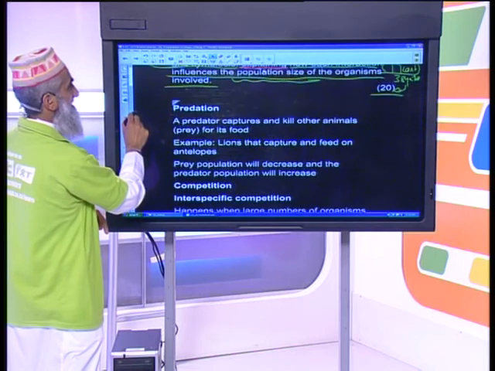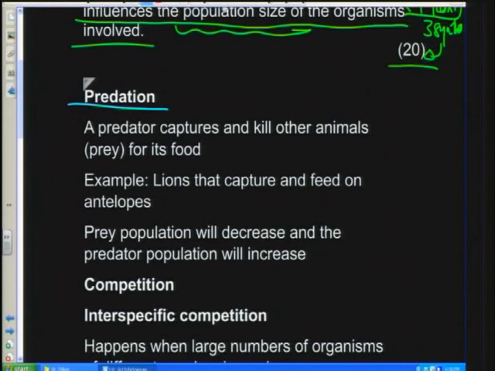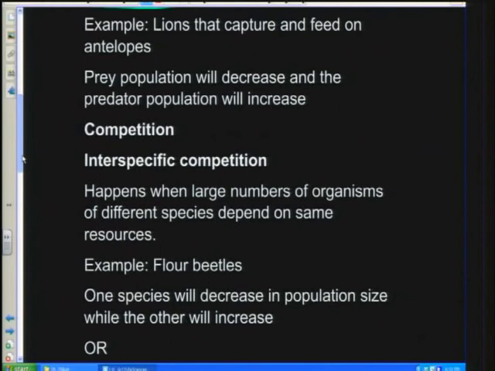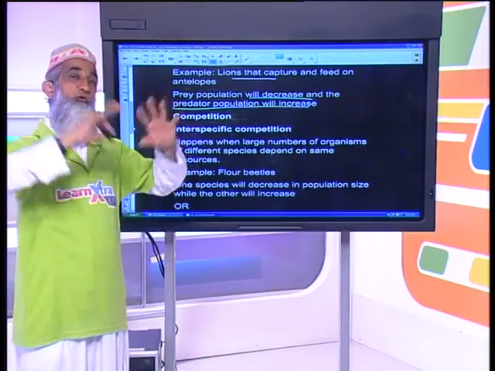So you start with predation, for example. You're heading predation. What are you going to do? Describe what it is. Predation is where a predator captures and kills other animals for its food. Then we give an example. Lions that capture and feed on antelopes, zebras, buck, etc. Now, what can we say about the population size? Prey population will decrease and the predator population will increase when this happens. This is very rudimentary, it's very simply put. It can go into more detail.